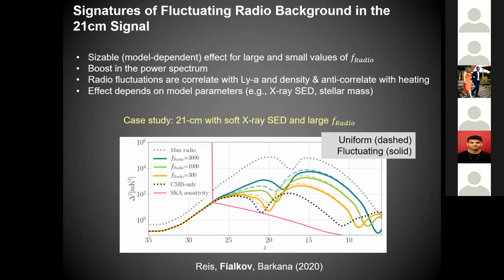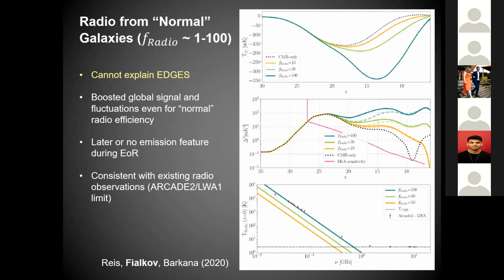So let's first look at the case of more normal galaxies with small values of this radio production efficiency coefficient between 1 and 100. And we see that in these cases, for example, for a radio of 10, there is a significant effect on both the global signal and the power spectrum. And most importantly, I think that the fluctuations during the epoch of reionization are boosted and could be easier to observe.